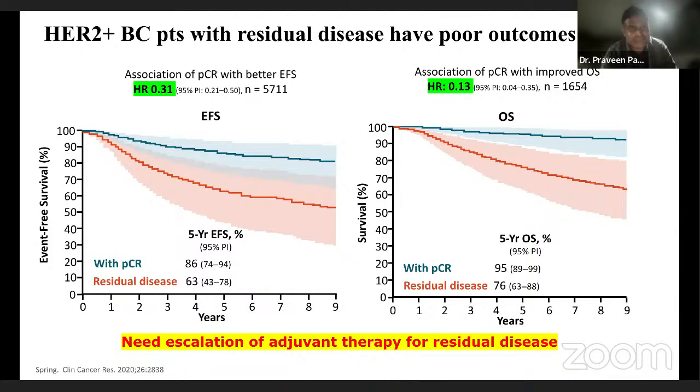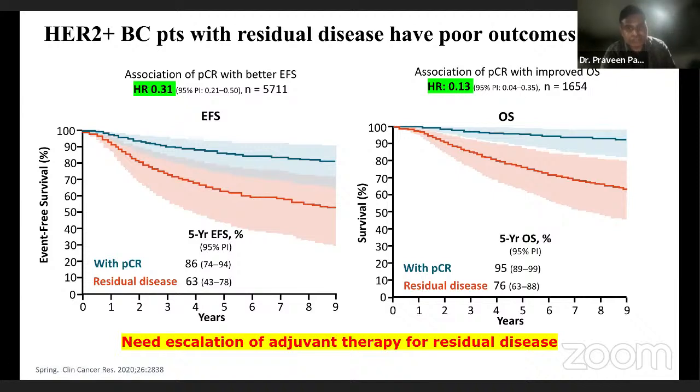As we discussed in Dr. Sonak's talk and in the previous talk and slides, patients who do not get the pCR do not do well compared to patients who got the pCR, as we can see in this slide. For patients who got the pCR, the event free survival is around 86%, but with residual disease it is around 63%, roughly a 20% difference, with a hazard ratio of 0.31.